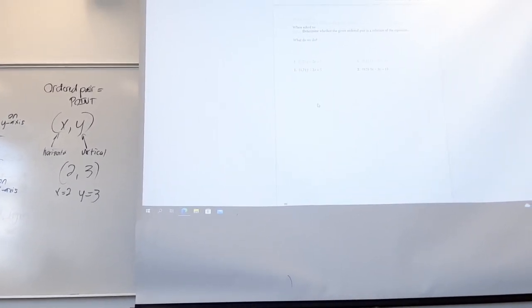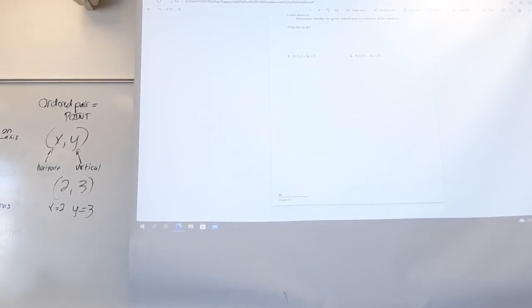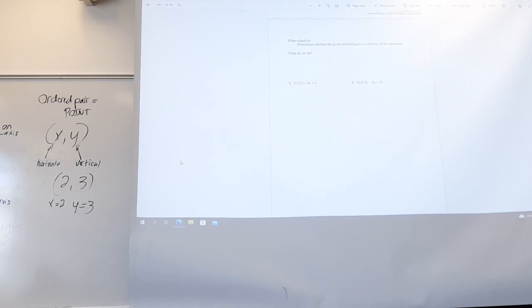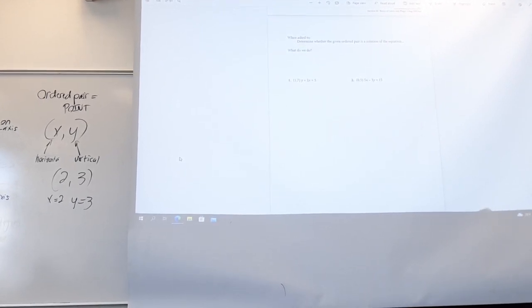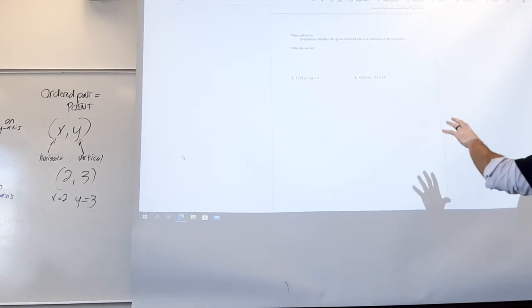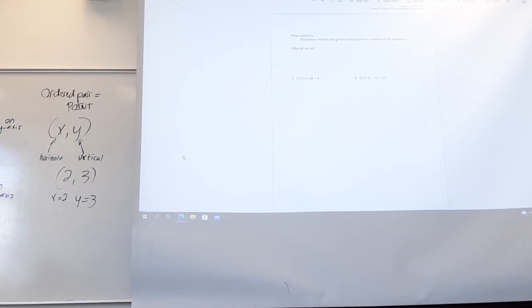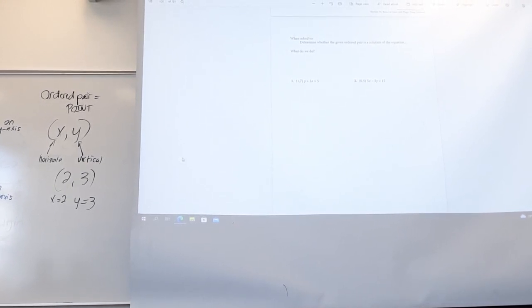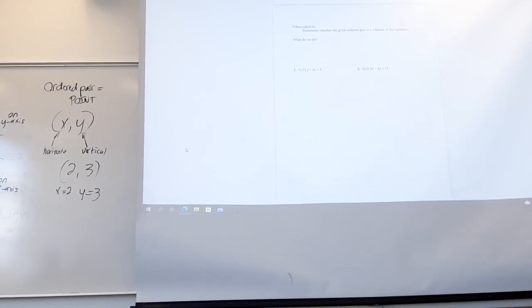All right, this is an interesting little segment right here. Let's do this together. Okay? When asked to determine whether the given ordered pair is the solution of the equation, what do we do? Okay? So look at problem number 1. What is the given ordered pair? It's 1, 7, correct? And the equation is y equals 2x plus 5. Y equals 2x plus 5. Okay?